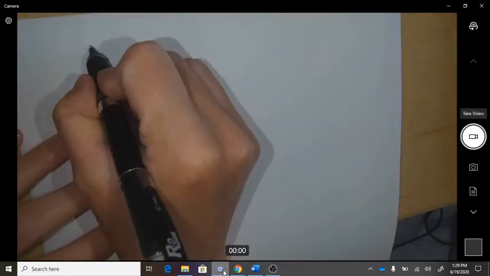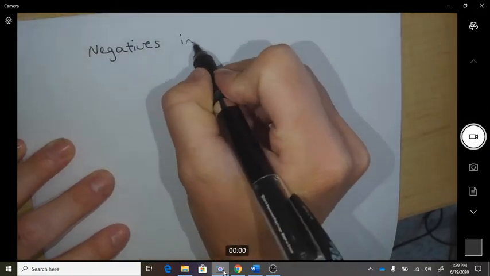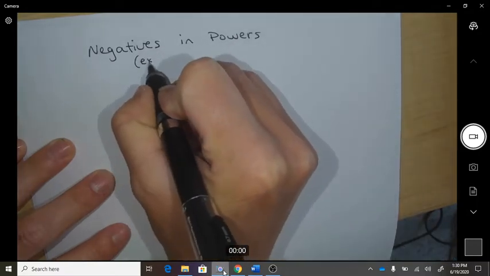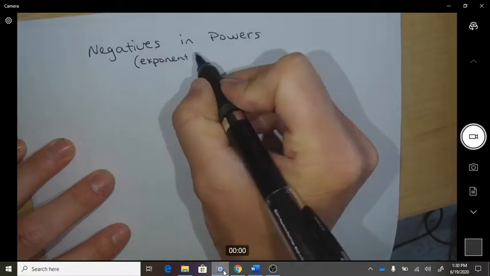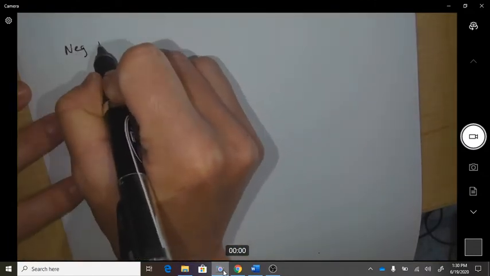Okay, dealing with negatives in powers. So we could be talking about a negative in the exponent or in the base. Okay, so let's talk about negative bases.